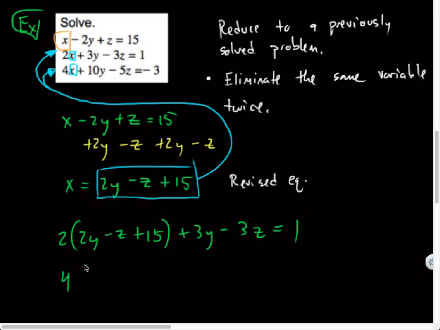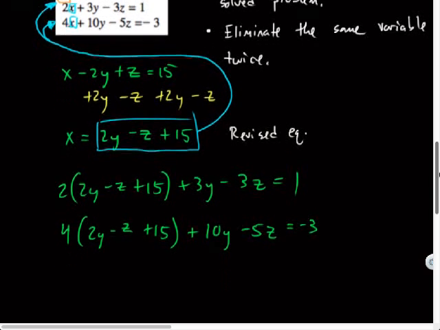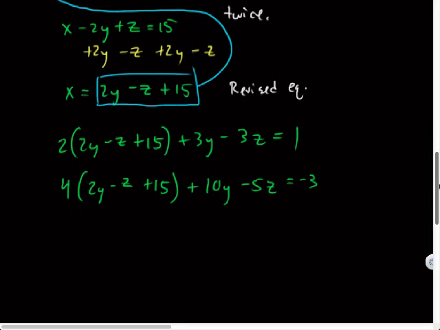That wouldn't have been helpful. So for the other equation, parentheses, and instead of x, I'm writing 2y minus z plus 15, plus 10y minus 5z equals negative 3. Yes, bless you. So I've double substituted. And notice this is now perceived as a new system of just 2 variables. I've got a lot of simplifying to do, but we're almost there.